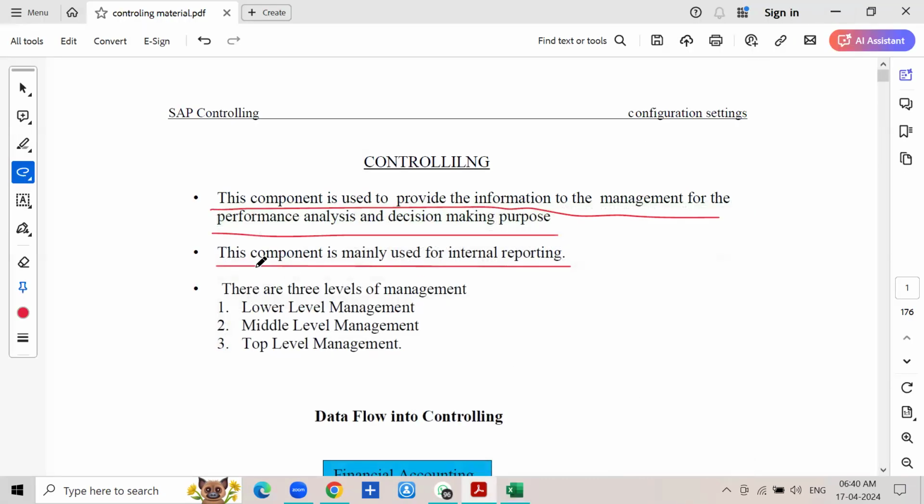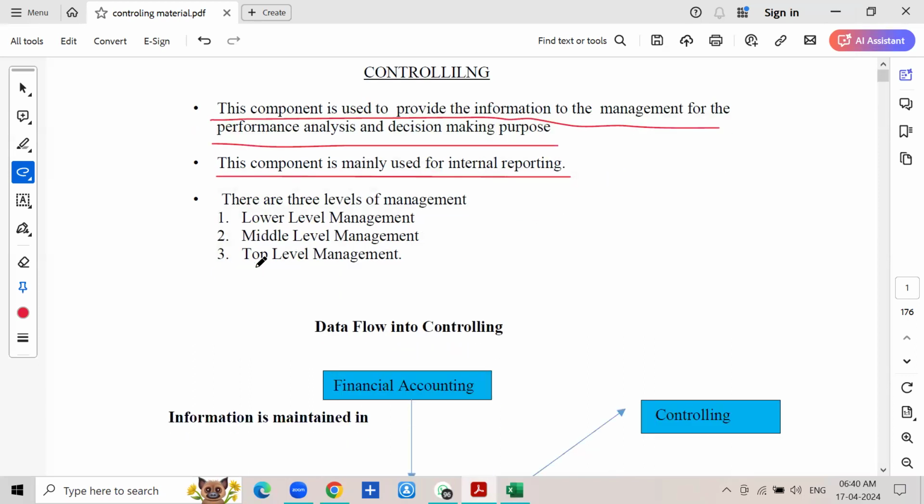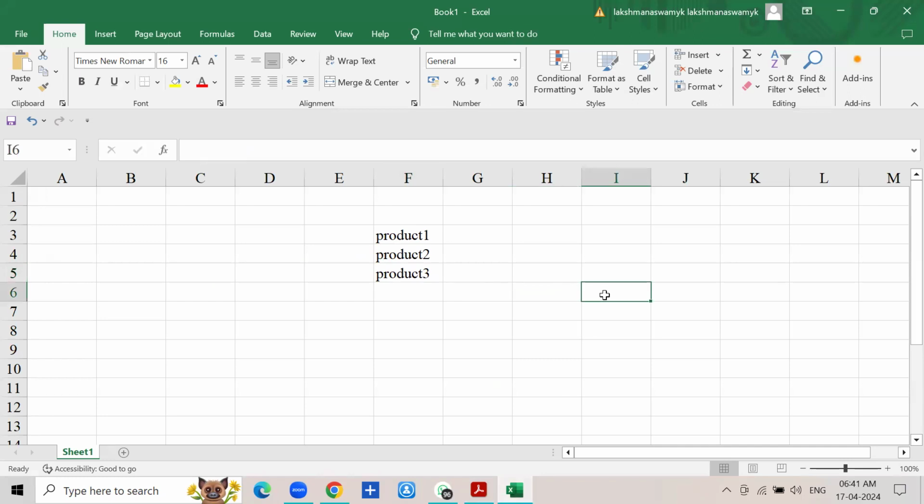So the controlling component is always concerned with analysis of expenses and revenues. So after sending this material, right, you have to write here, okay? Here you have to write: the controlling component is always concerned with analysis of expenses and revenues. Now, why is it always concerned with analysis of expenses and revenues?